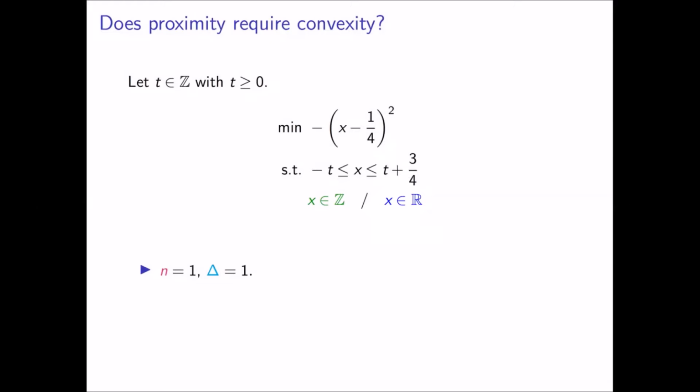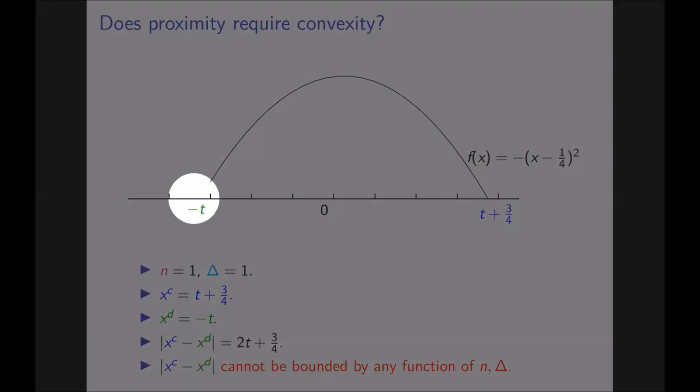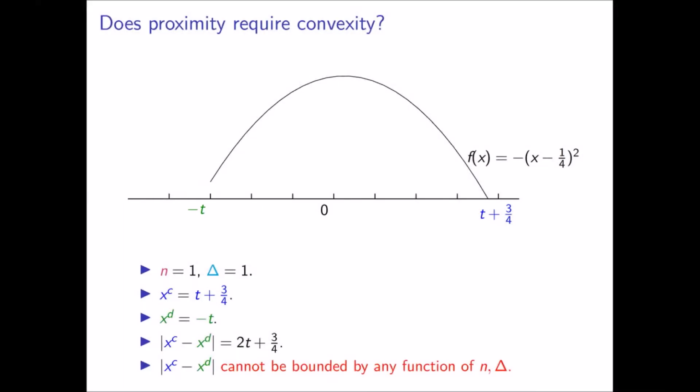Note that all these problems have dimension n equal to 1, and they have delta equal to 1. In this picture, we can see our objective function evaluated between minus t and t plus 3/4. Clearly, the unique optimal solution to the continuous problem is xc equal to t plus 3/4. On the other hand, the unique optimal solution to the discrete problem is xd equal to minus t.